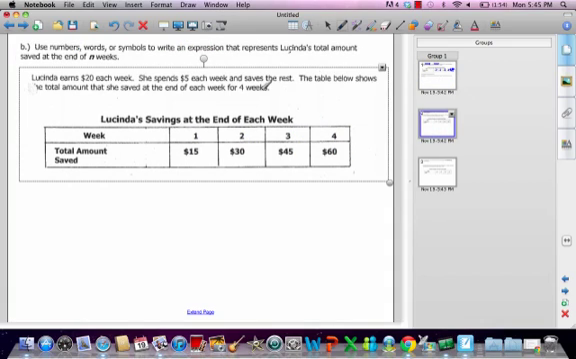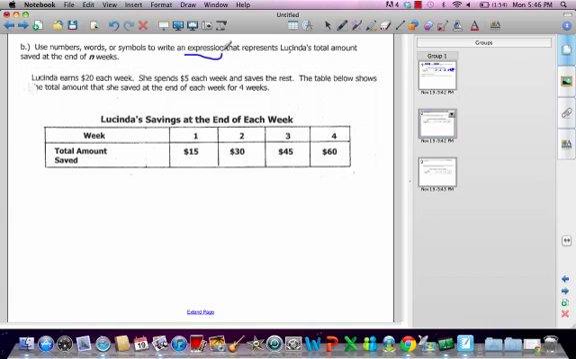Question B. So, use numbers, words, or symbols to write an expression. That's going to be an important word. We'll review that in a second. That represents Lucinda's total amount saved at the end of n weeks. So, expression, if we think of an algebraic expression, that's like b plus 6, or 7 times c, or g minus 8, or n divided by 3.